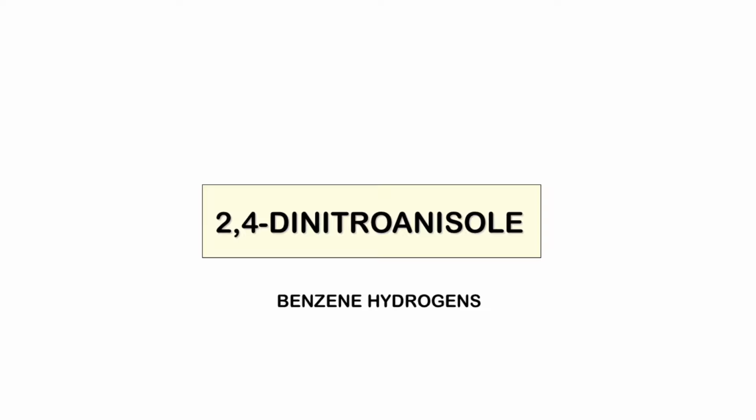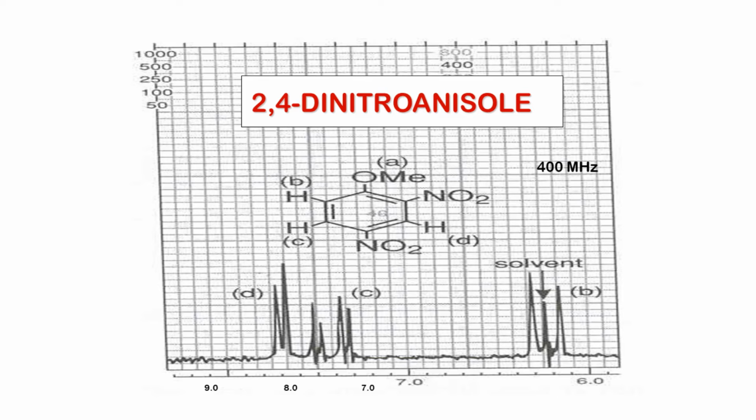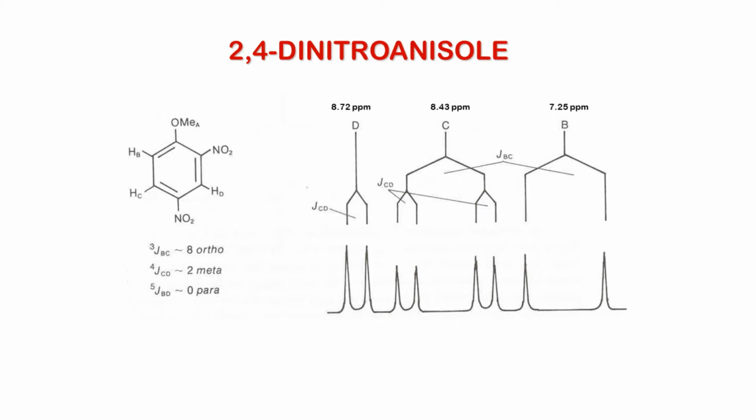Next, we will examine 2,4-dinitroanisole and its benzene hydrogens. The NMR spectrum of 2,4-dinitroanisole at 400 MHz shows distinct peaks for the benzene hydrogens, indicating different coupling constants. Detailed analysis of 2,4-dinitroanisole shows the coupling constants for ortho, meta, and para hydrogens, resulting in a complex splitting pattern.